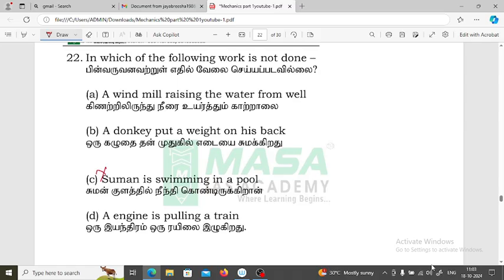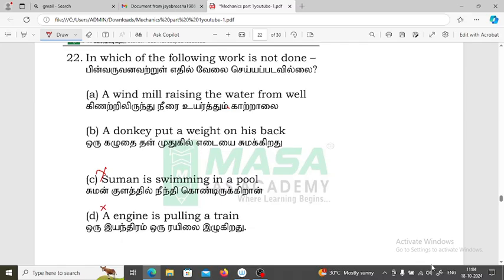Engine is pulling a train. The engine moves and the train moves, so there is displacement and this option is also wrong. Windmill raising the water from a well: here also work is done. That work done is equivalent to potential energy.